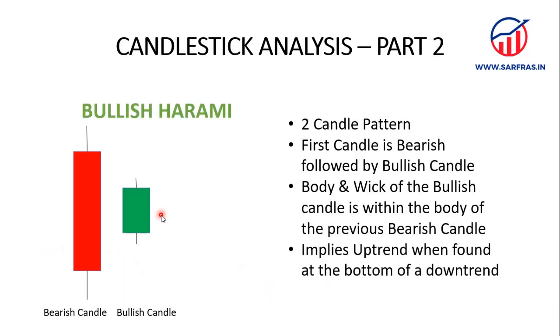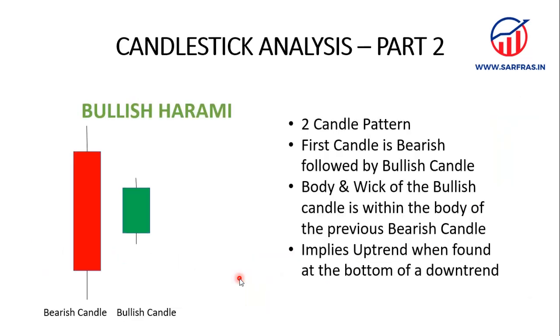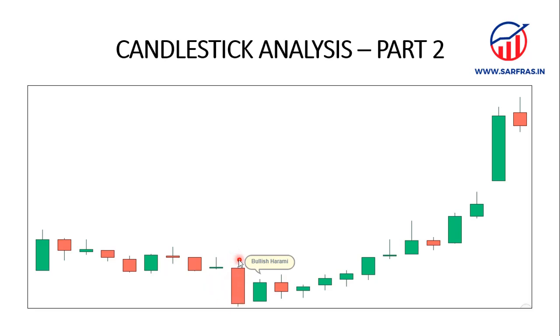So let's check out over here. It's not a huge one, but you can see obviously if you draw a trend line, it's a big drop. Here the previous one has to be a big red one, and the next one has to be green. So this is a big red candle and the next one is green. The wick as well as the body is within it, so you have a bullish harami candle formation, and then you have a trend which is moving upwards.